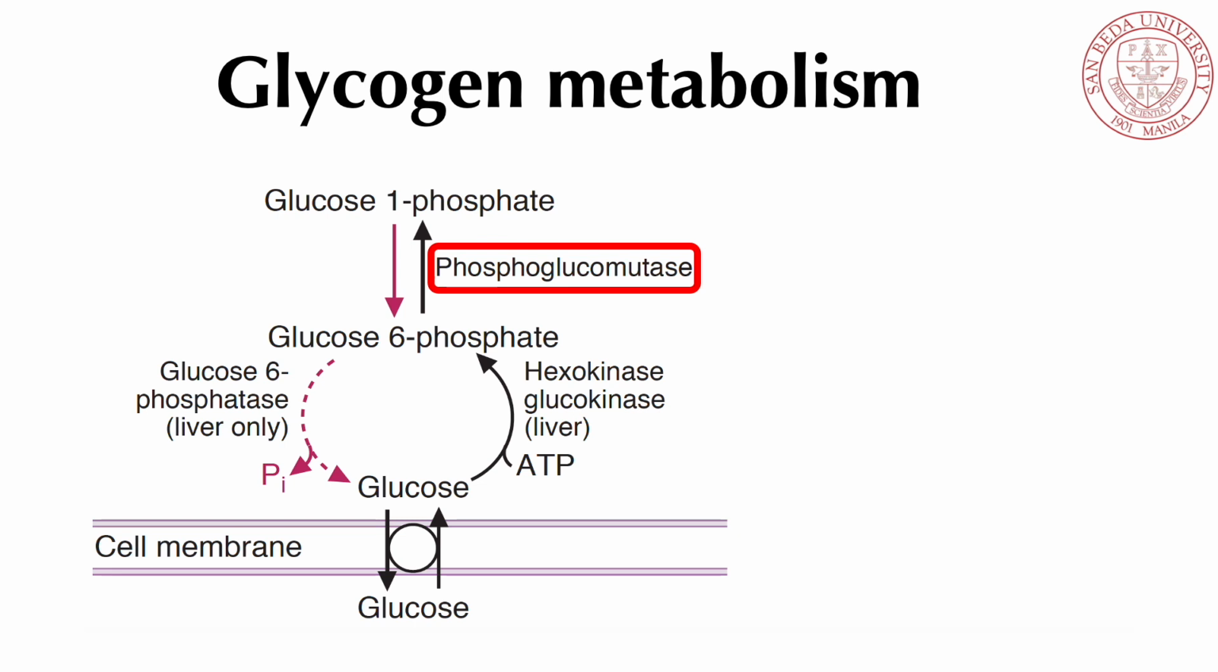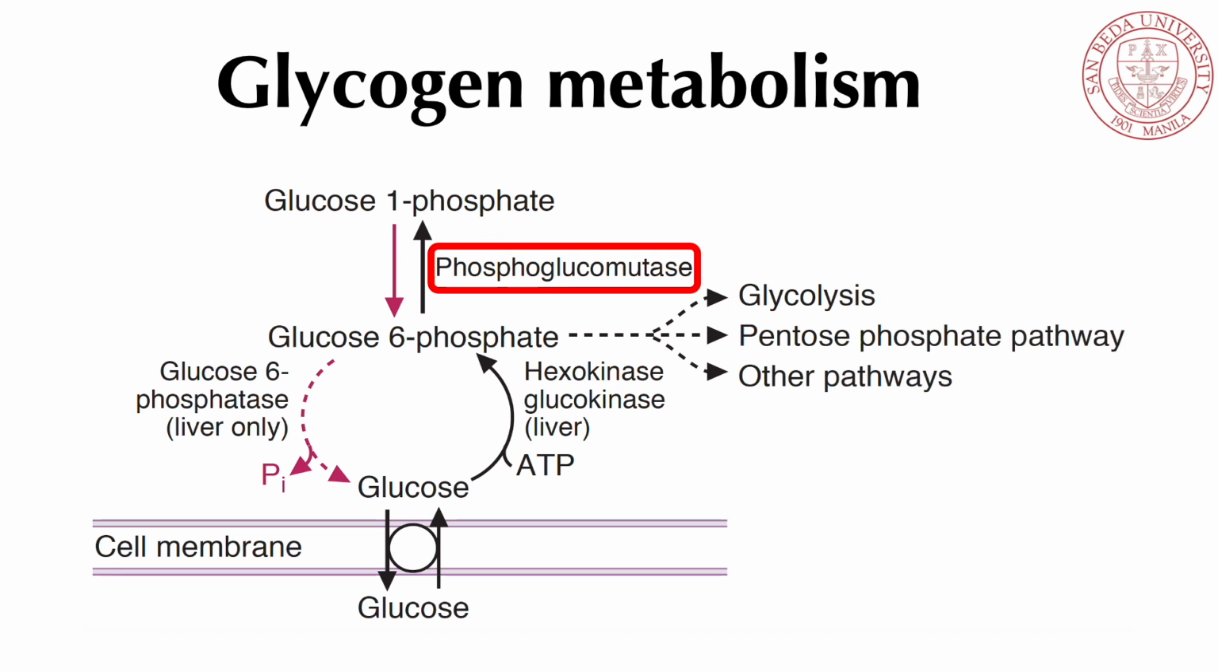Now, from the point of glucose 6-phosphate, the glucose molecule can enter a variety of other metabolic pathways that include glycolysis and the pentose phosphate pathway.